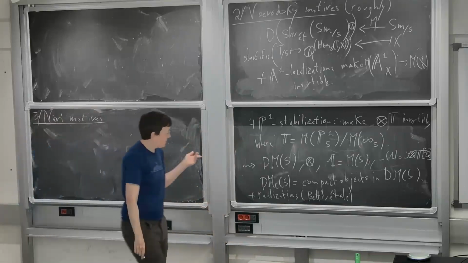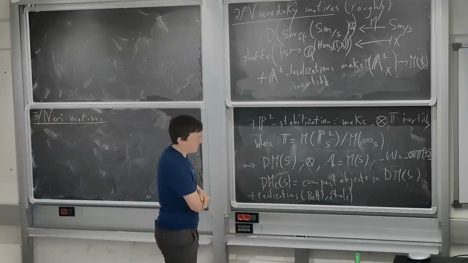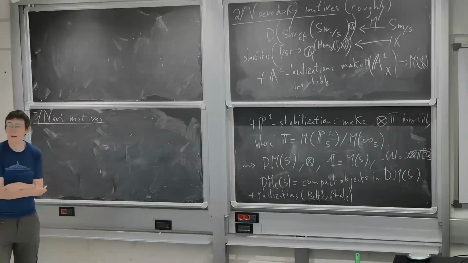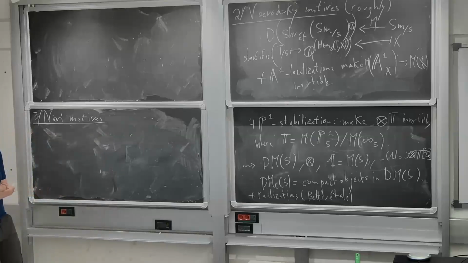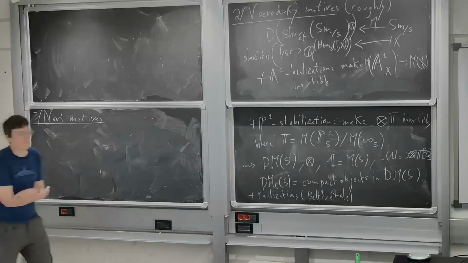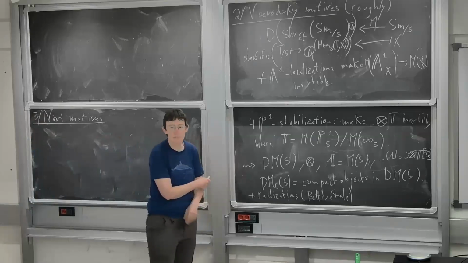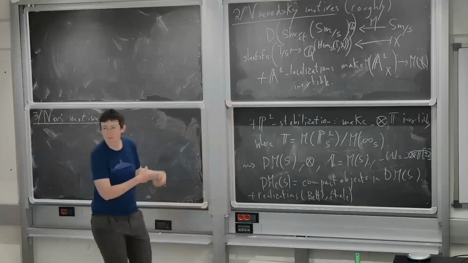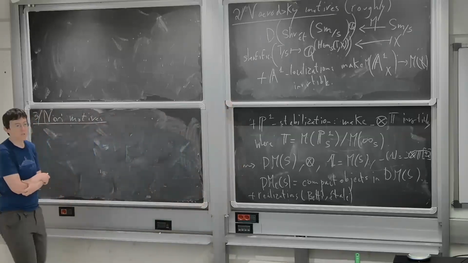So Voevodsky motives is kind of, I told you there are two ways to think about motives. One is linearizing the category of schemes, and maybe forcing a few things to be true that you want to be true in cohomology theories. So this is the Voevodsky approach. And Nori is more of a universal cohomology theory approach.